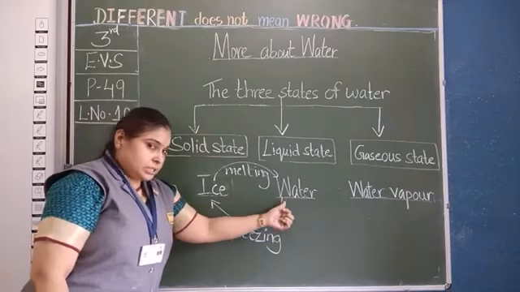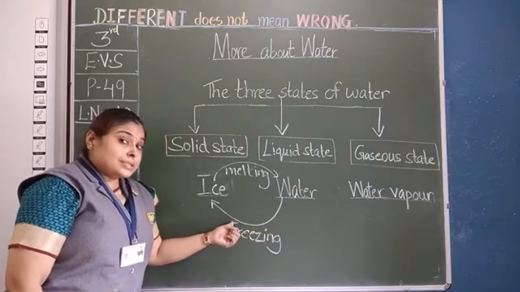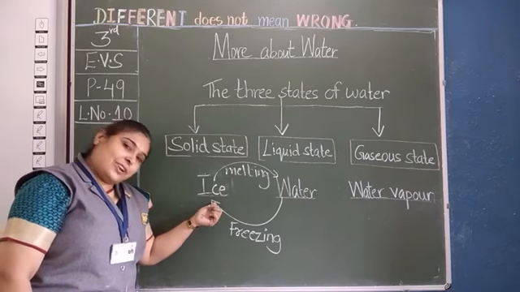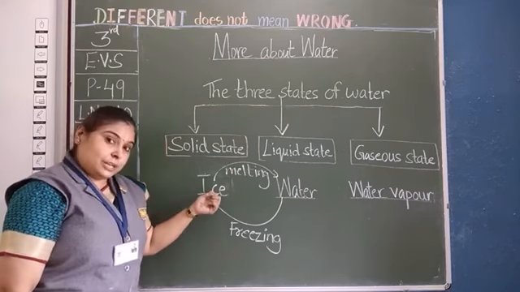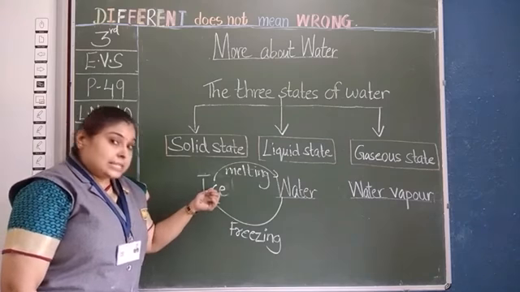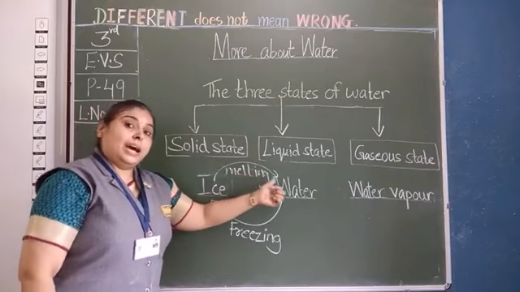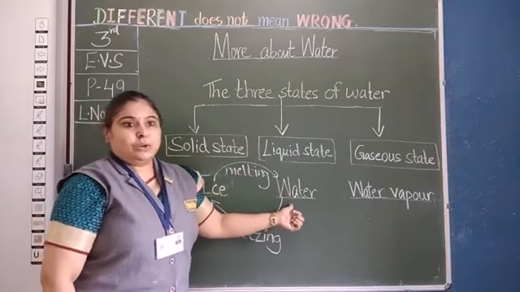When water gets low temperature, it freezes and turns into the solid form. When the solid form of water, which is ice, gets high temperature or heat, it starts melting again and turns into water.